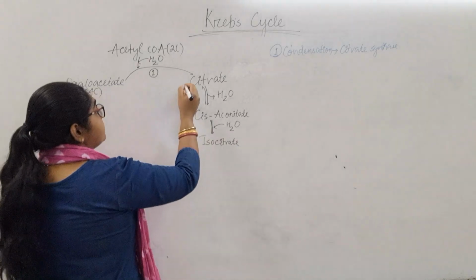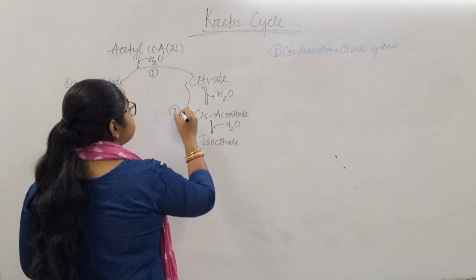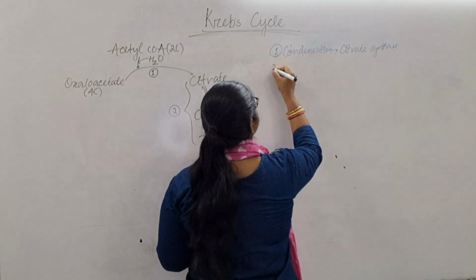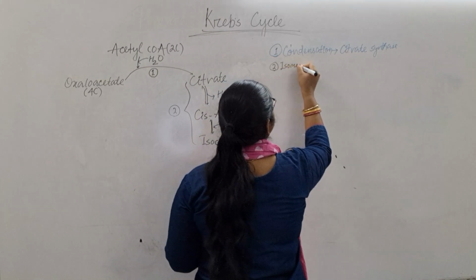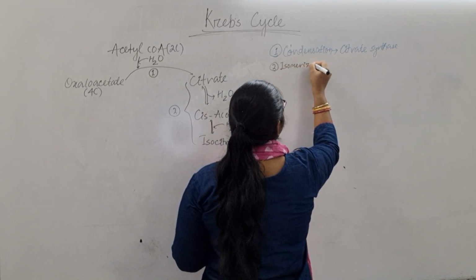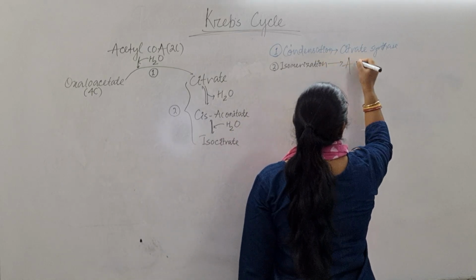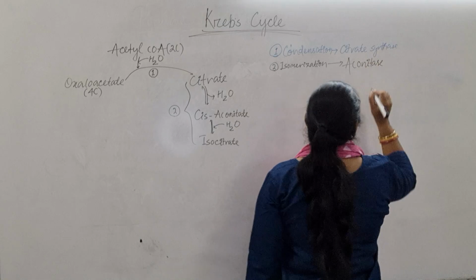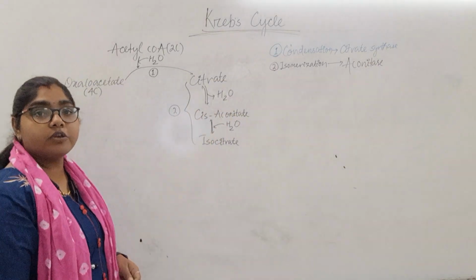Okay, and this is the isomerization process. The second step is the isomerization process. So here I am writing the second step is isomerization, and the enzyme that catalyzes this isomerization process is aconitase.